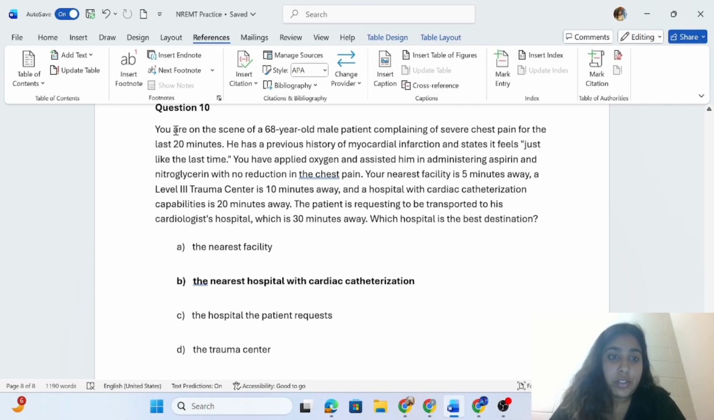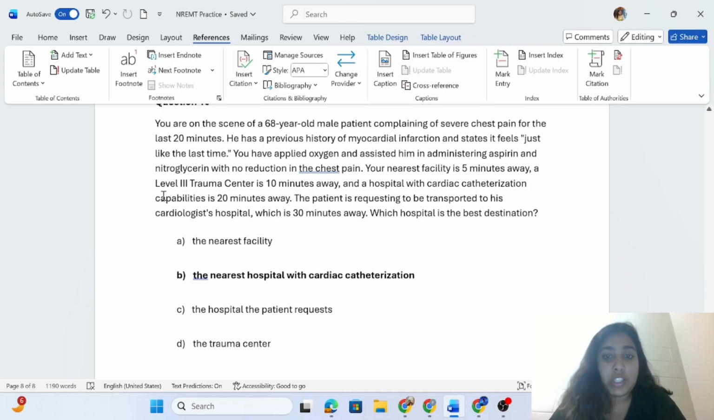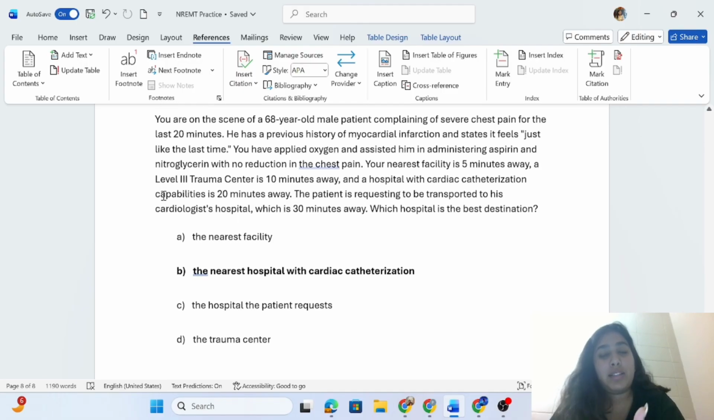Then last question. You're on a scene of a 68-year-old male patient complaining of a severe heart pain for the last 20 minutes. He has previous history of myocardial infarction and states it feels just like the last time. You have applied oxygen, assisted him in administering aspirin. Aspirin is given when somebody's having a heart attack. It just dilates the vessels and thins the blood. And nitroglycerin with no reduction in chest pain.